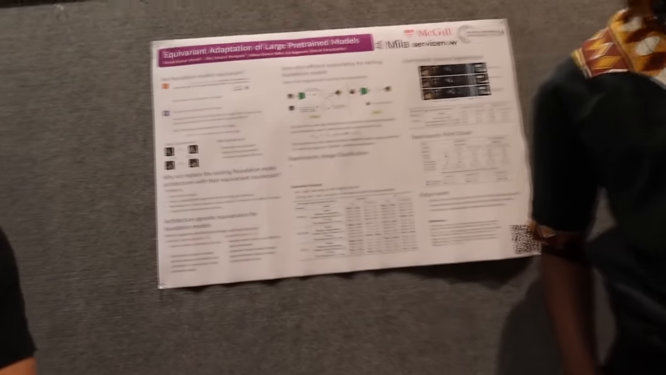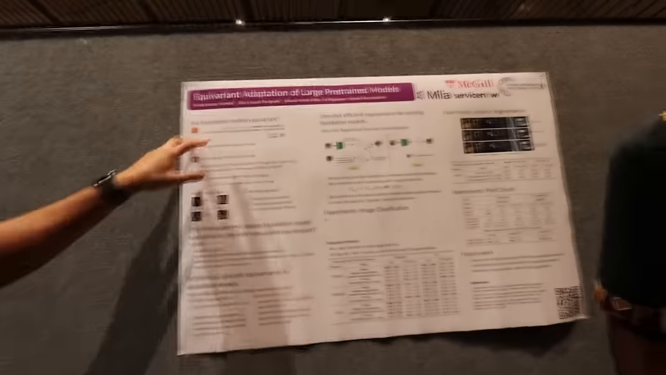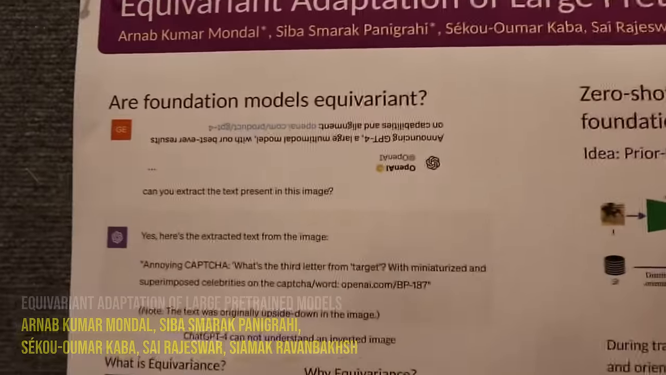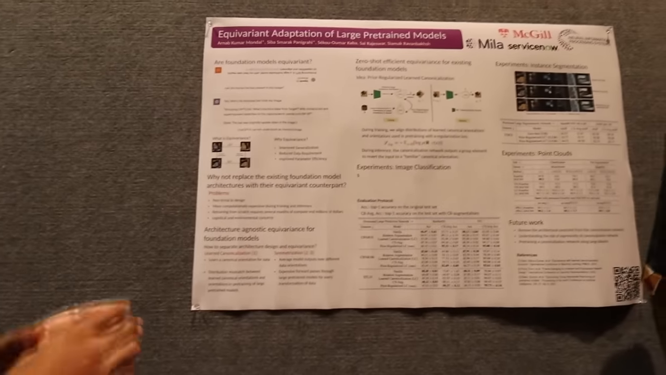And why the text is upside down? Oh, that's equivariant. So we actually saw this thing on Twitter. It was becoming viral at some point, where people were complaining that ChatGPT can't predict inverted text. So in this work, we try to solve that problem.